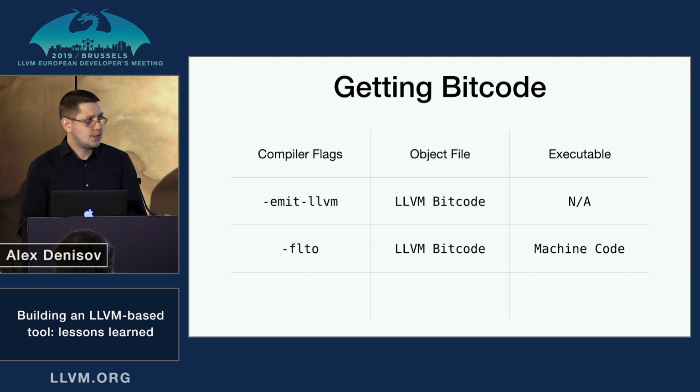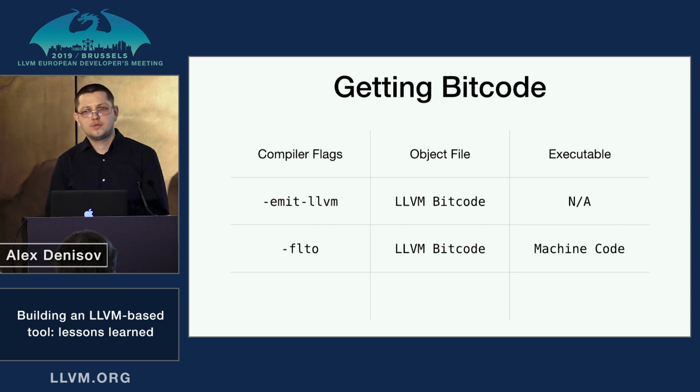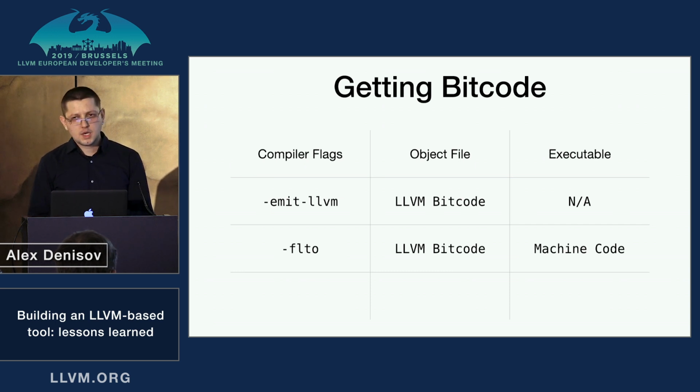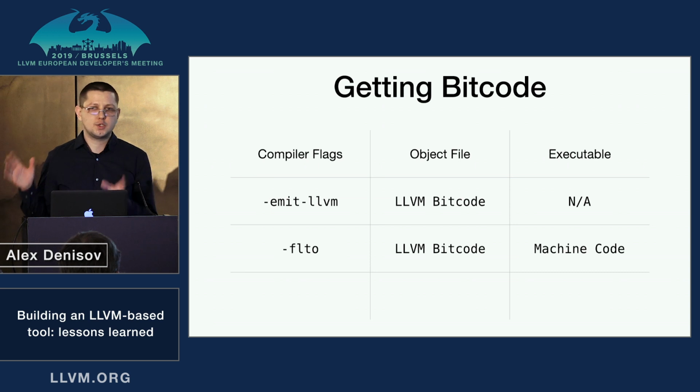That works quite well. We use this approach a lot, but only if your build system is good enough. For example, with CMake, you get a separate object file for each source file, and that works. You can get bitcode. But if you have some handcrafted shell script or makefile-based system that just takes a bunch of source files and as an output gives an executable, there is no intermediate step. There is no object file stored on disk, so you cannot use the bitcode.